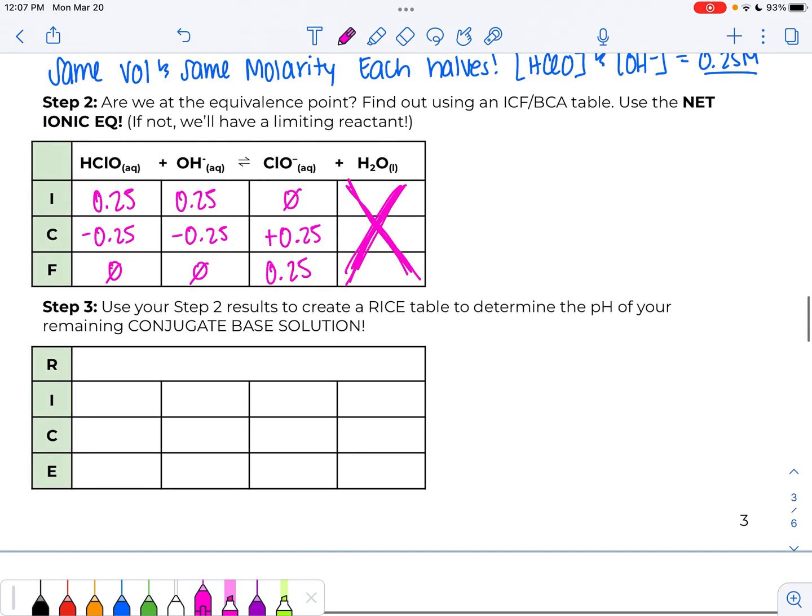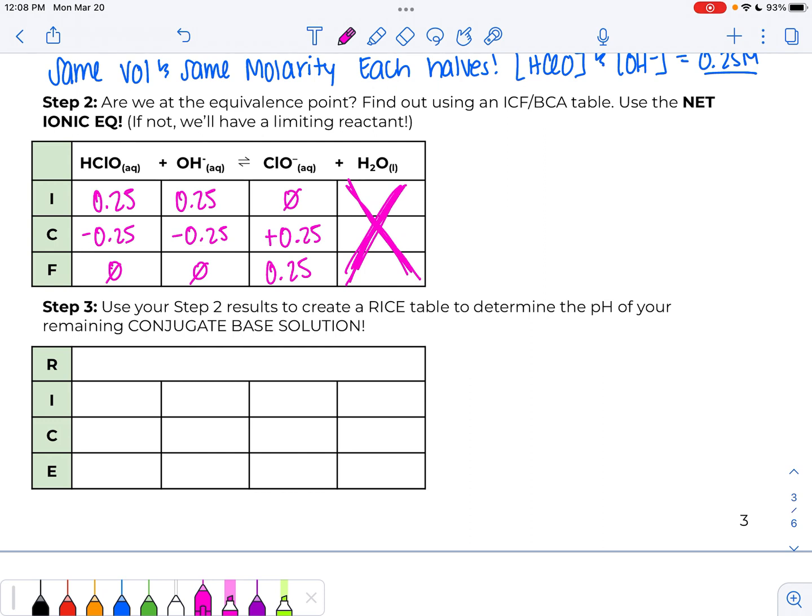So if we are at the equivalence point, what you can immediately do, instead of doing this ICF table, is just say, oh, we're at the equivalence point, acid and base have neutralized each other. All we have left is conjugate base. And if you know the concentration of your acid and your strong base, you'll immediately know the concentration of your conjugate base at equilibrium because it's the same value.